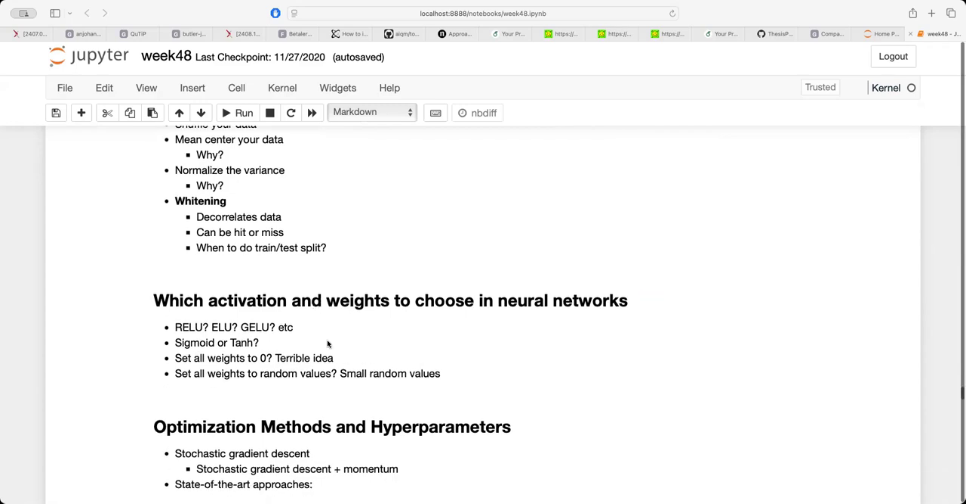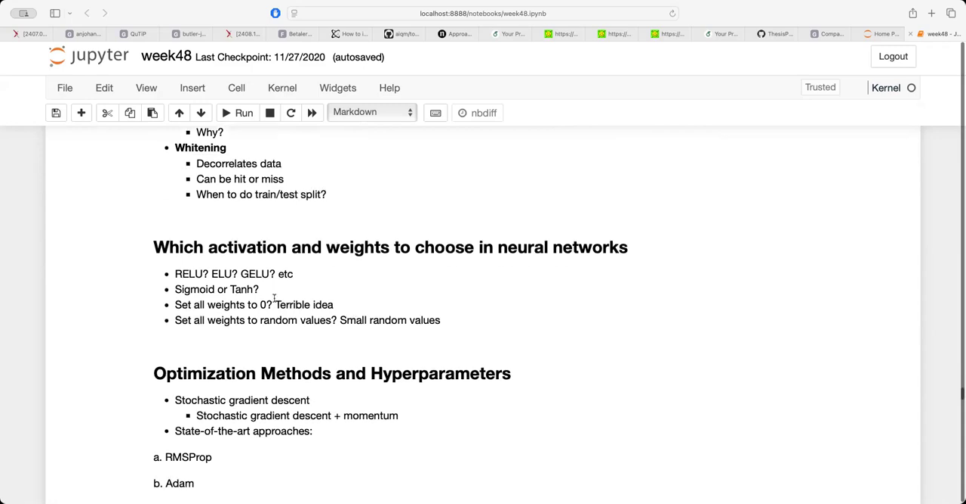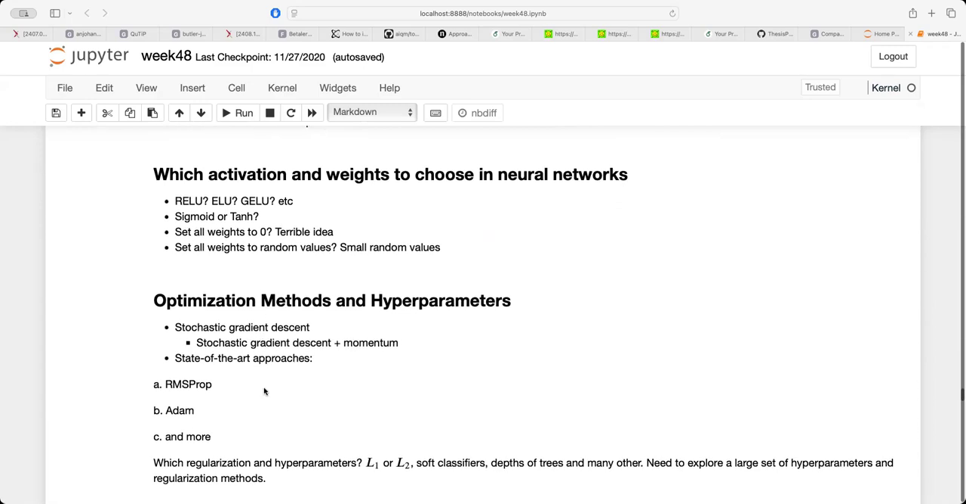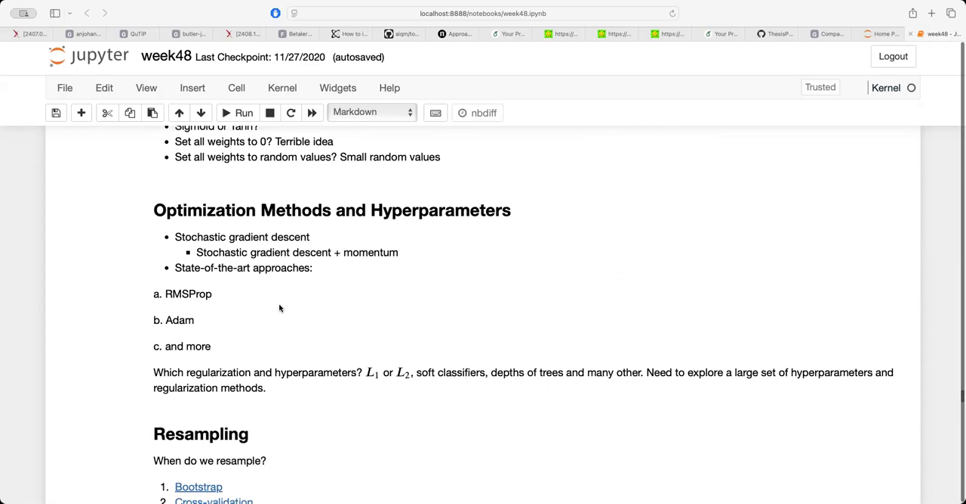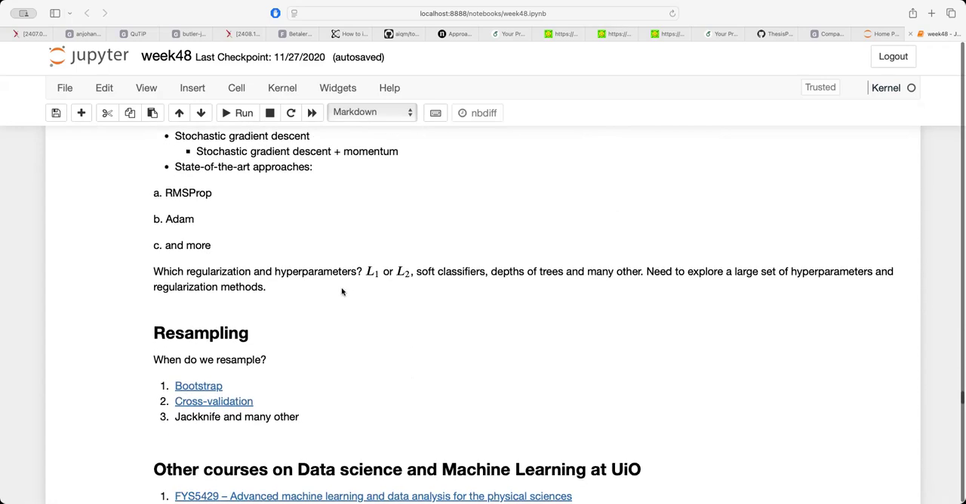And then clearly the activation functions, if you're dealing with deep learning, which one should we choose? Should we set all weights to 0? That's a terrible idea. You would normally set them to small random values. Which optimization method should I use? A stochastic gradient or just the plain gradient descent? Sometimes gradient descent works well. Then we have hyperparameters, which we're going to tune. We can have soft classifiers. We can have the depths of the trees and many other parameters.